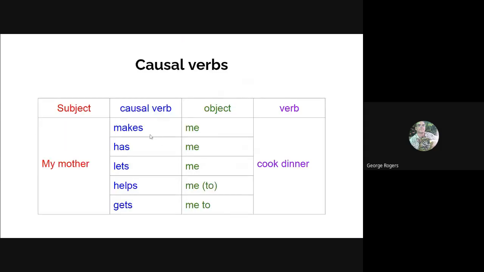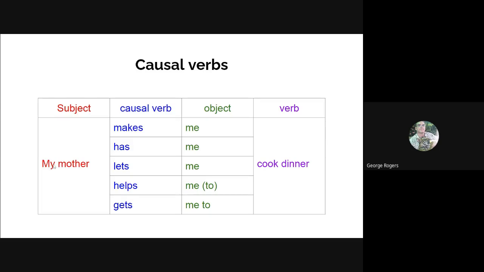Here is the structure, and an example for each one. My mother makes me cook dinner. My mother makes me cook dinner. Going with the causal, an action is happening. I cook dinner because my mother made me.